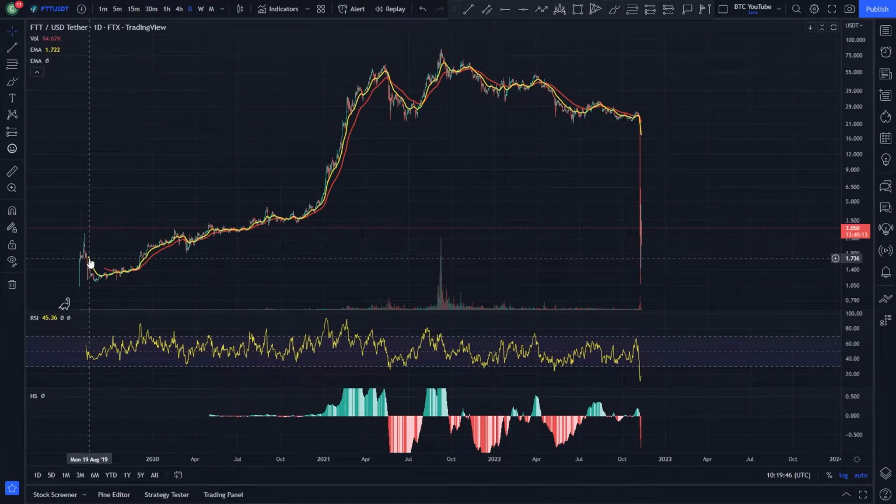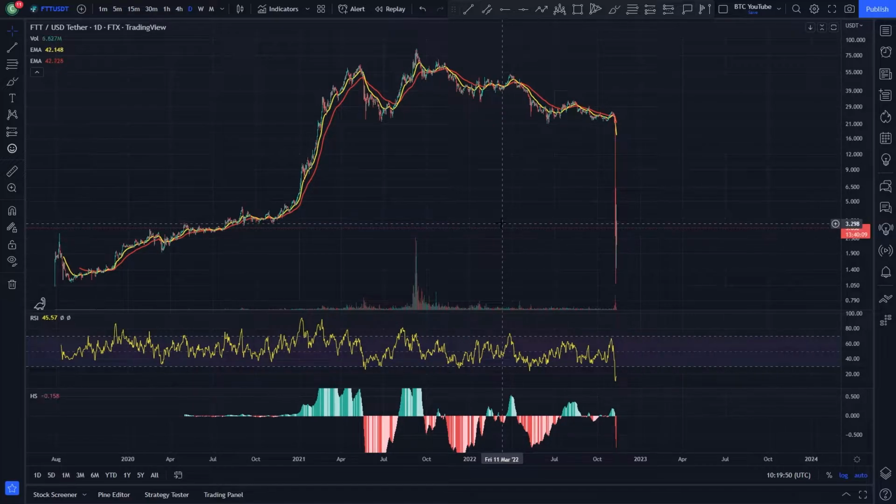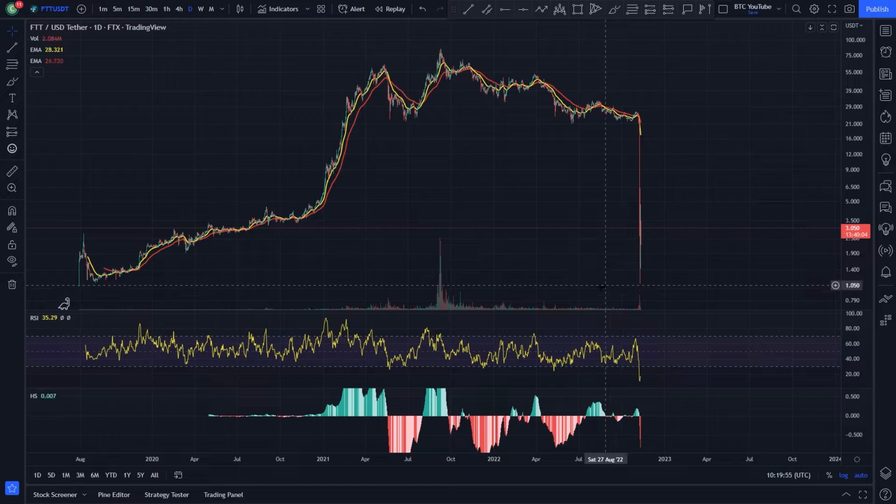You can see since its inception back here in 2019. Is this 2019? Yeah, this is like LUNA, isn't it, all over again. Even more parabolic move to the downside, in our opinion. Look at this, it is absolutely insane, isn't it, this chart?